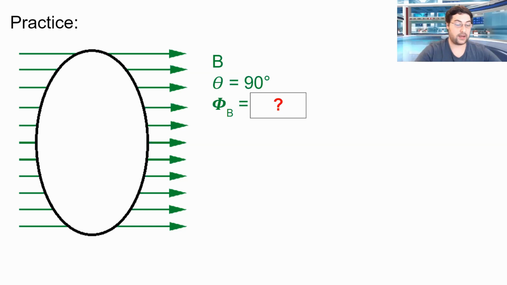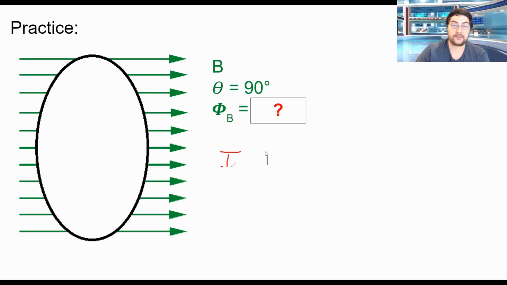So we've got an angle of 90 degrees to the normal, and now we're trying to figure out what phi b, the magnetic flux, is going to be. Remember that we have our equation that says the magnetic flux phi b is equal to B, the magnetic field strength, times A times the cosine of theta.